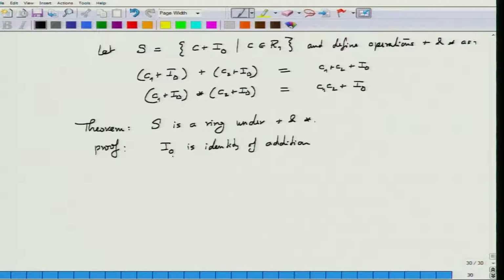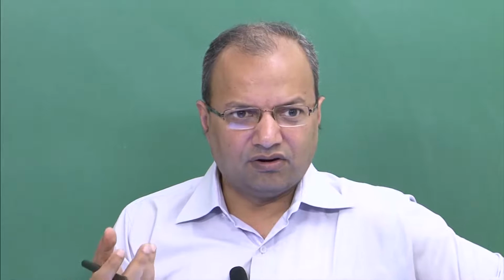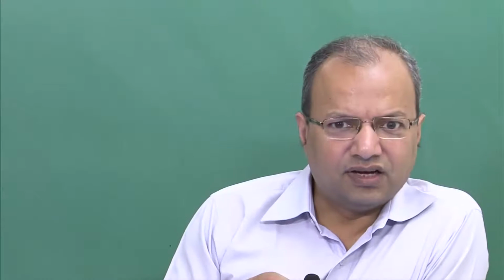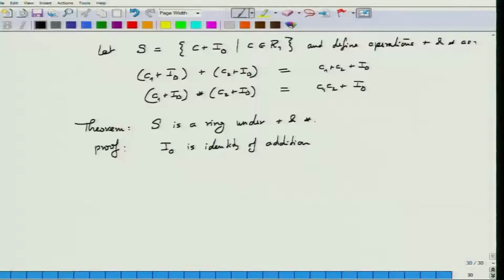Because if you add I naught to any C plus I naught, by definition we will get just C plus I naught. And for the inverse, C plus I naught will have as inverse minus C plus I naught, whatever that equivalence class is. Every element of the ring R1 is in one of those equivalence classes. So look at whatever equivalence class the element minus C belongs to, that is the same as minus C plus I naught. And then you add these two. So other properties follow.